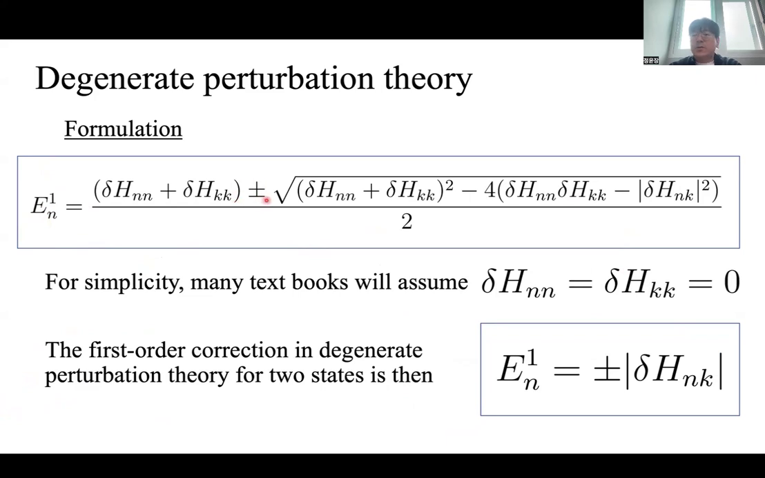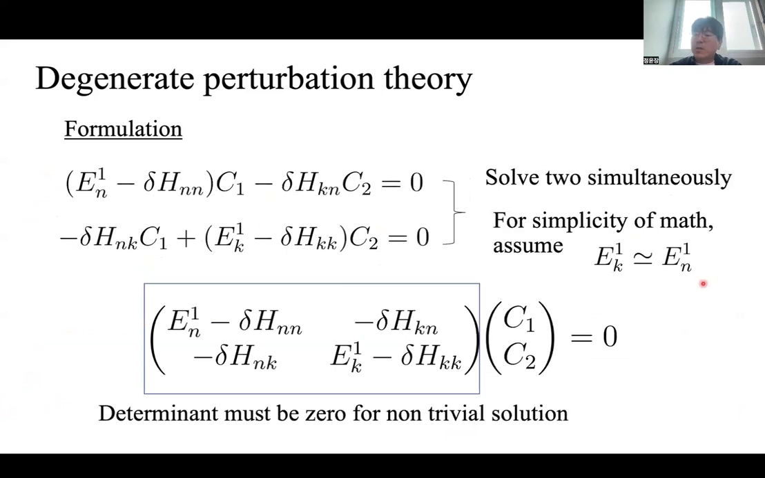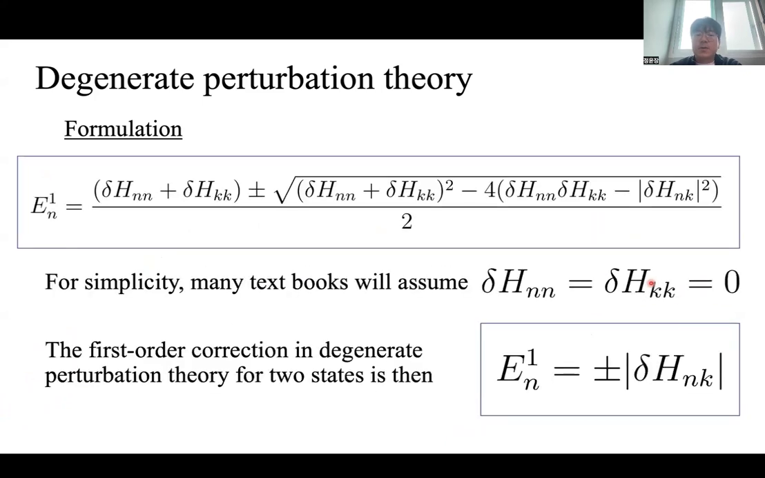It has a plus minus here because one is going to be for the En and the other is going to be for the Ek. Even though we assumed that they were the same, they're slightly different. That's going to give me this energy splitting.